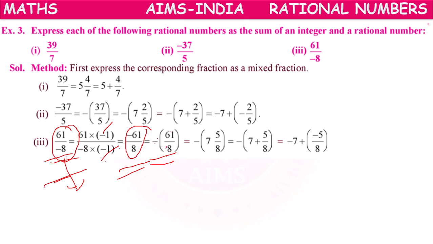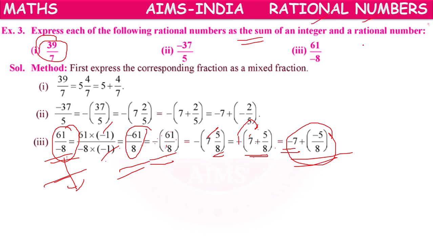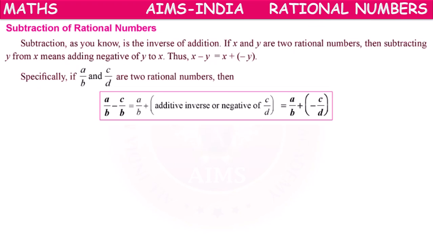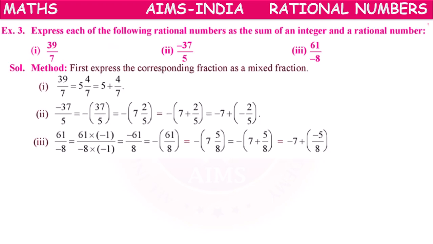Now division. 8 times 7 is 56, 5 remaining. 7 and 5 by 8, or 7 plus 5 by 8. Next, this minus will come inside: minus 7 plus of minus 5 by 8. So in this way, we can represent a rational number as a sum of another integer and another rational number. Okay, children? That is about addition.